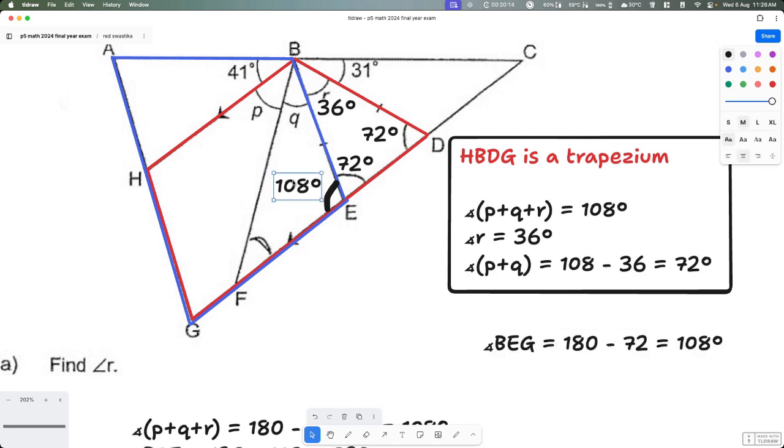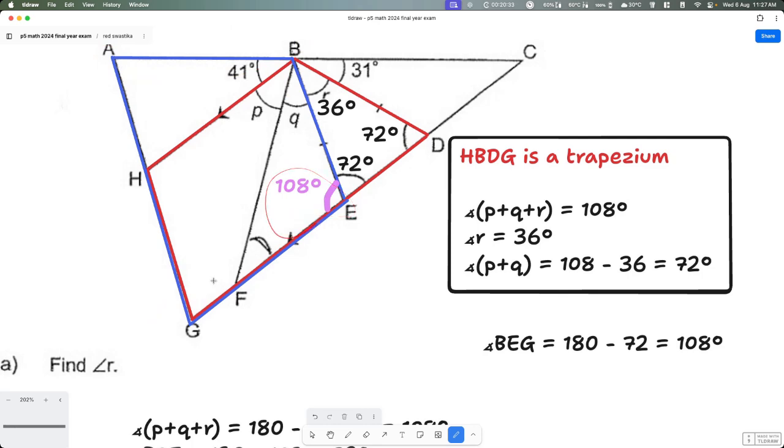That's what we see over here. So I'm gonna make this pink, so at least it's easier to see. So 108 degrees is what do you call this? Now since A, B, E, G, let me just put here A, B, E, and then G over here is a trapezium.